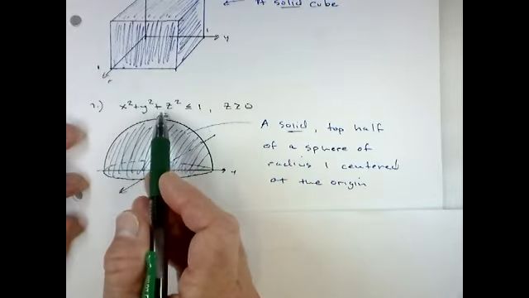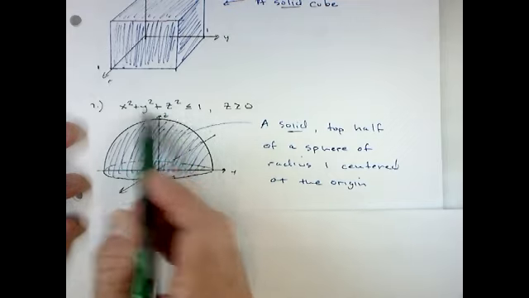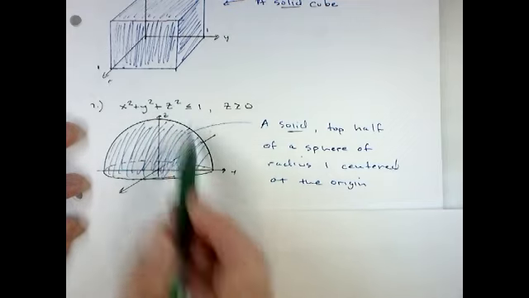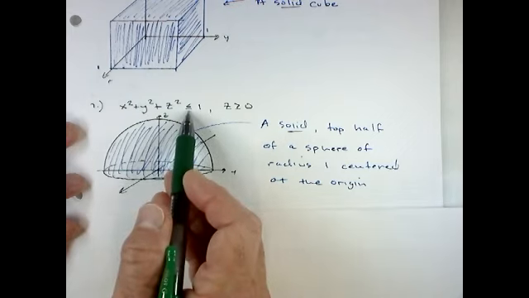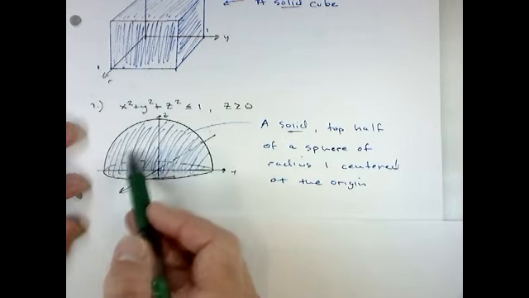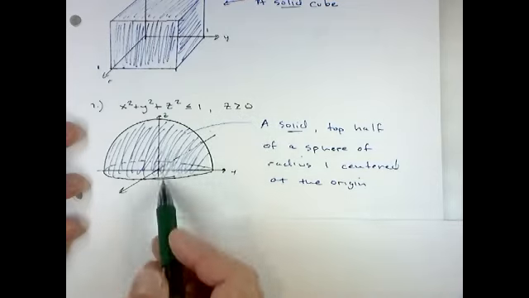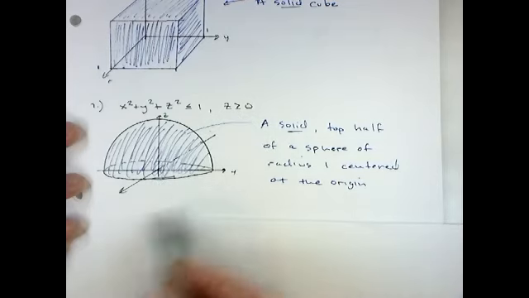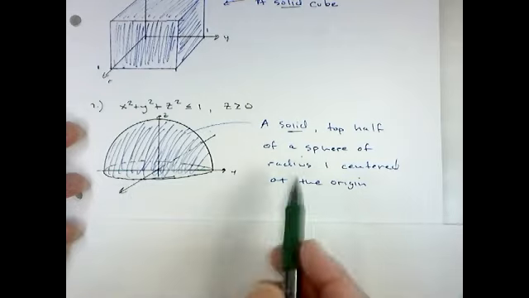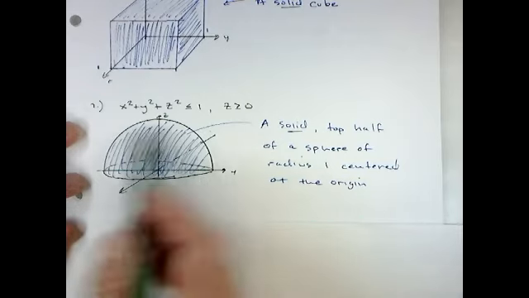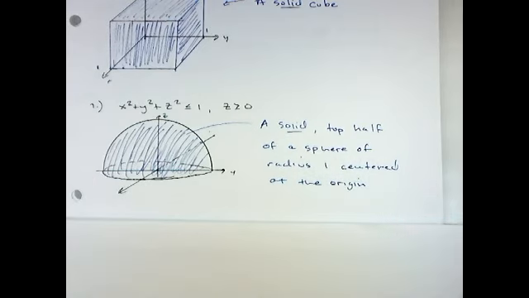X squared plus y squared plus z squared is less than or equal to 1. That would be all of the points not only on the outside of a sphere of radius 1, but inside too, because it's everything less than or equal to 1. Now, if we also throw in z has to be greater than or equal to 0, that means it's not going to be the bottom half of the sphere, because that would have z values less than 0. So this would be a solid top half of a sphere with a radius of 1 centered at the origin.